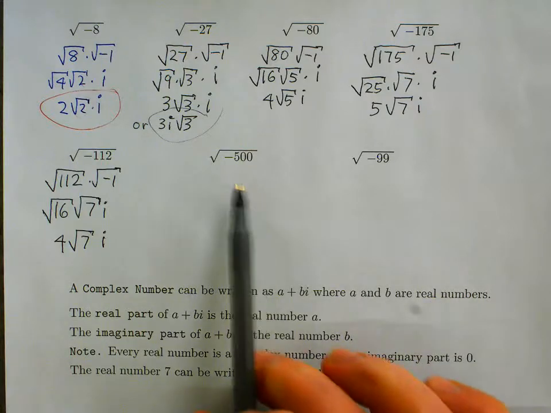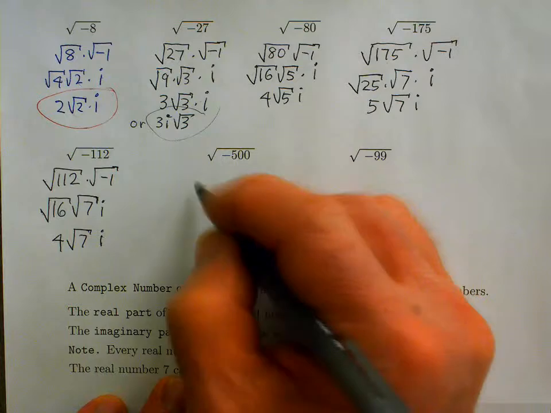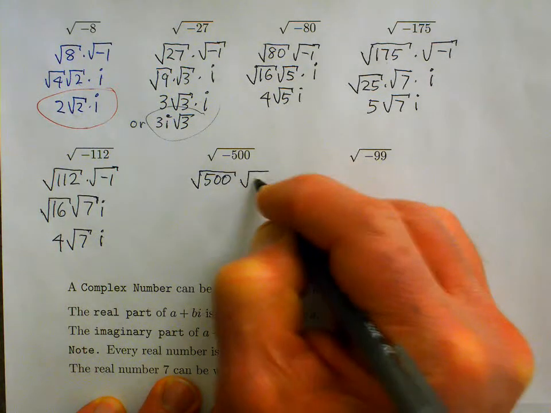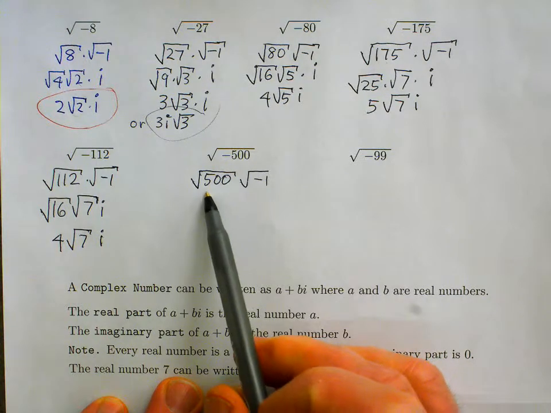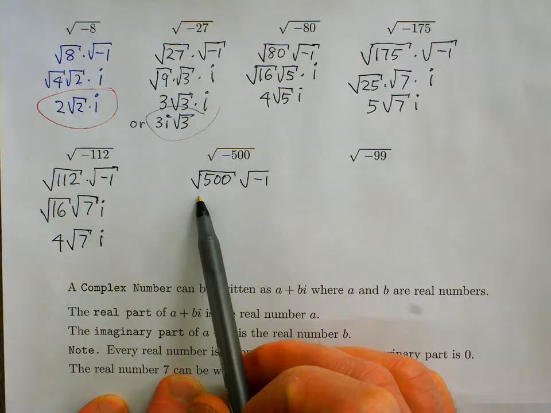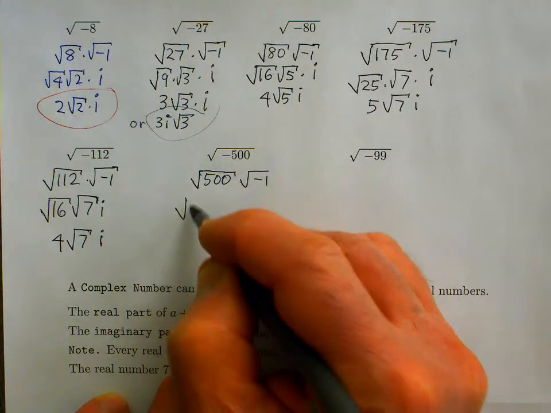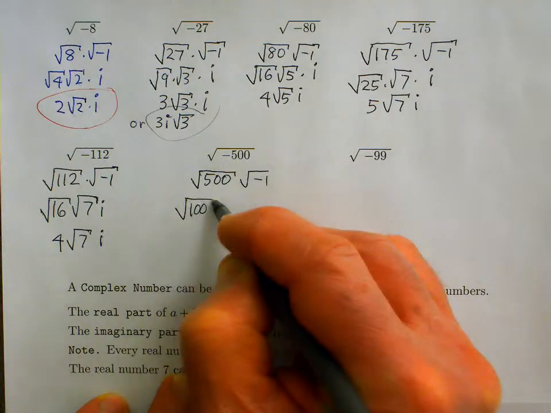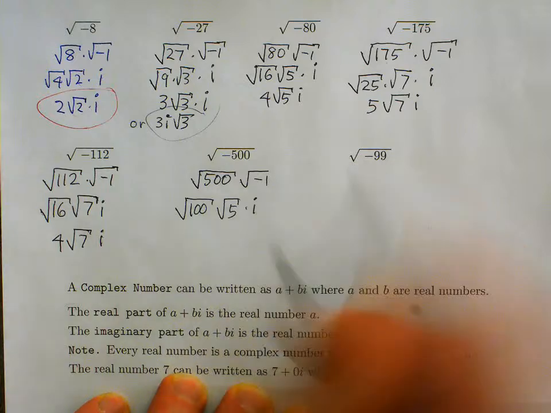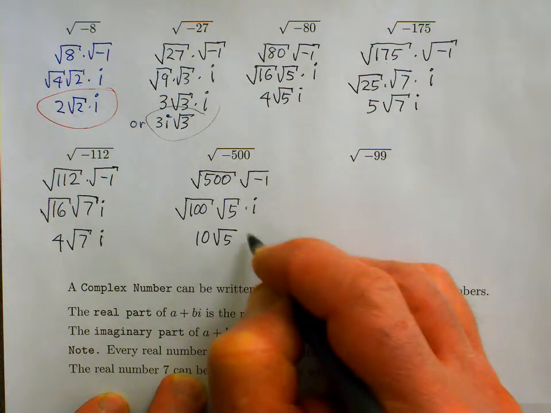Okay, the next one, the square root of -500. Rewrite that as the square root of 500 times the square root of -1. The largest factor of 500 that's a perfect square is 100. 100 times 5 is 500. So this becomes the square root of 100 times the square root of 5 times i. Square root of 100 is 10, so we get 10 times the square root of 5 times i.